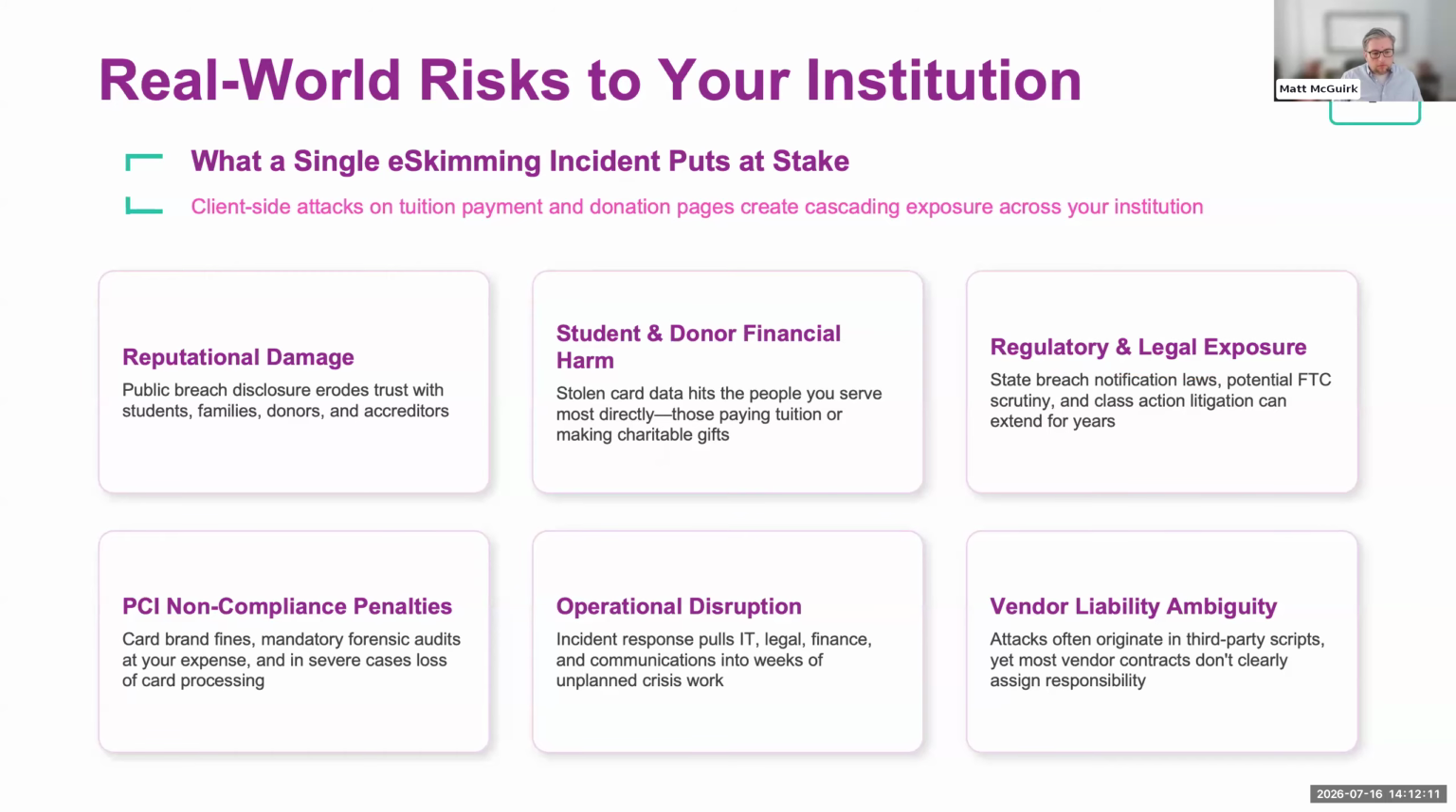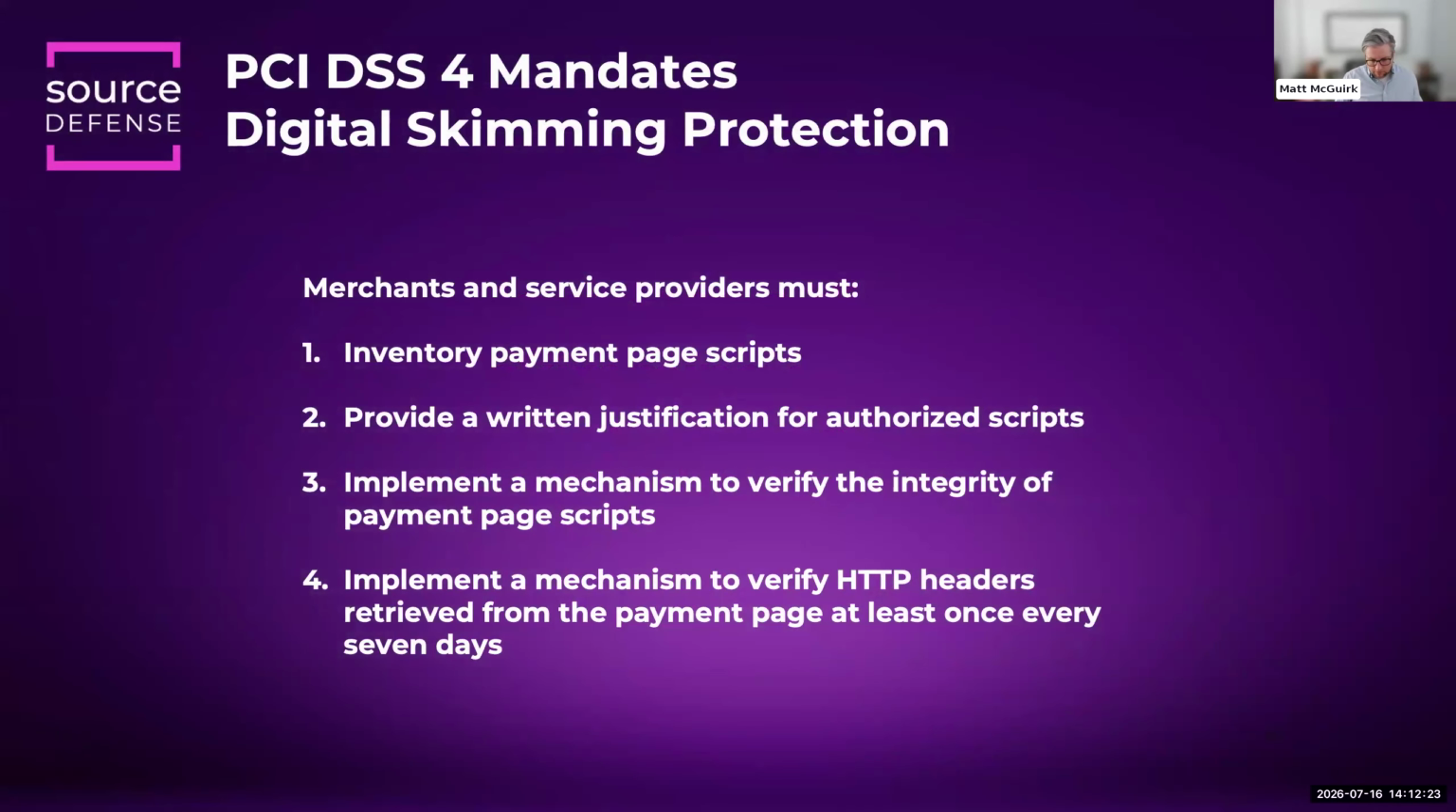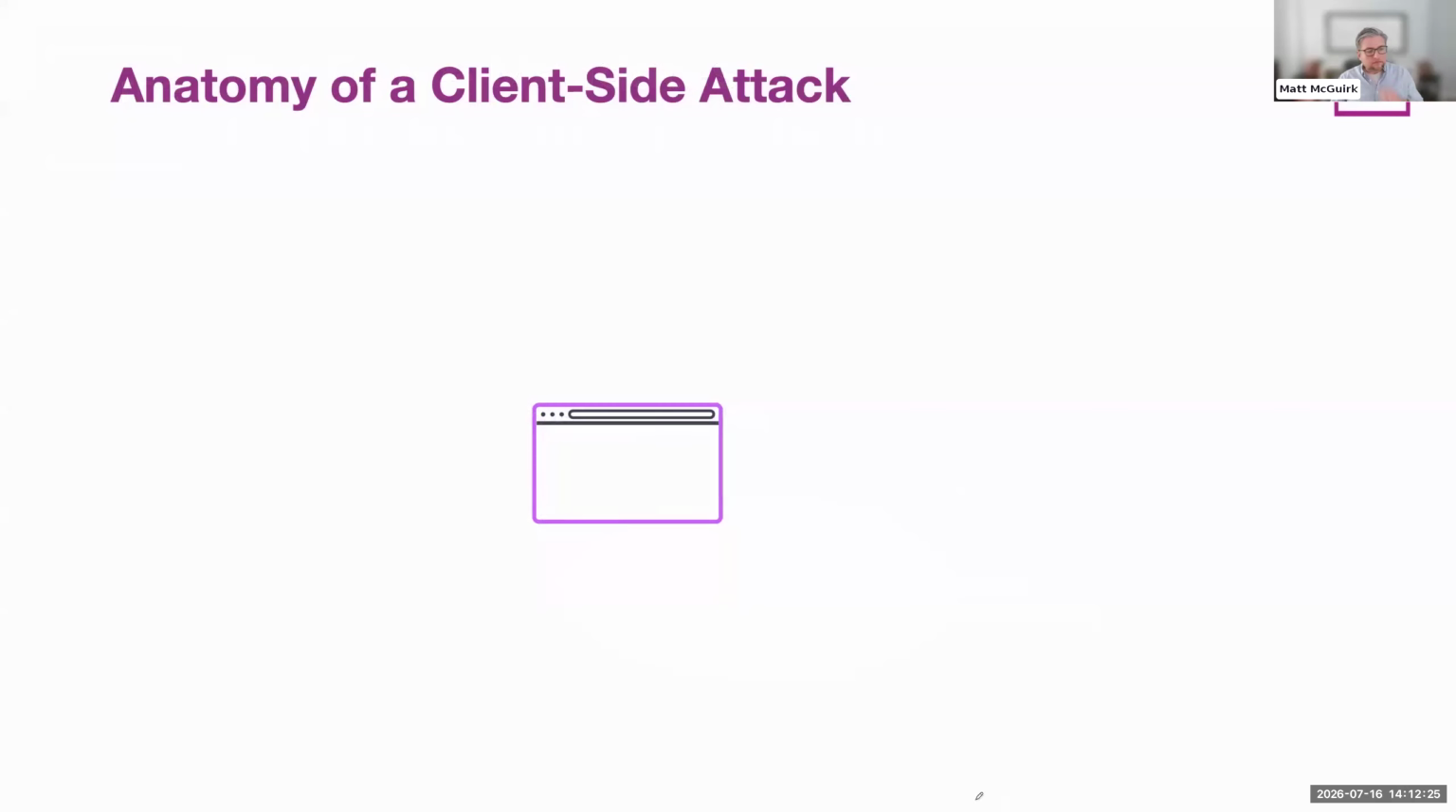So the way that this stuff happens, I'm going to talk a little bit about the mechanics because I think it's interesting and useful to know. The way a digital skimming attack happens is like this. So we have a web browser here. That's what this icon represents in the middle of my screen. The web browser talks to a web server. So when I type in university.edu and hit enter, this next thing happens.